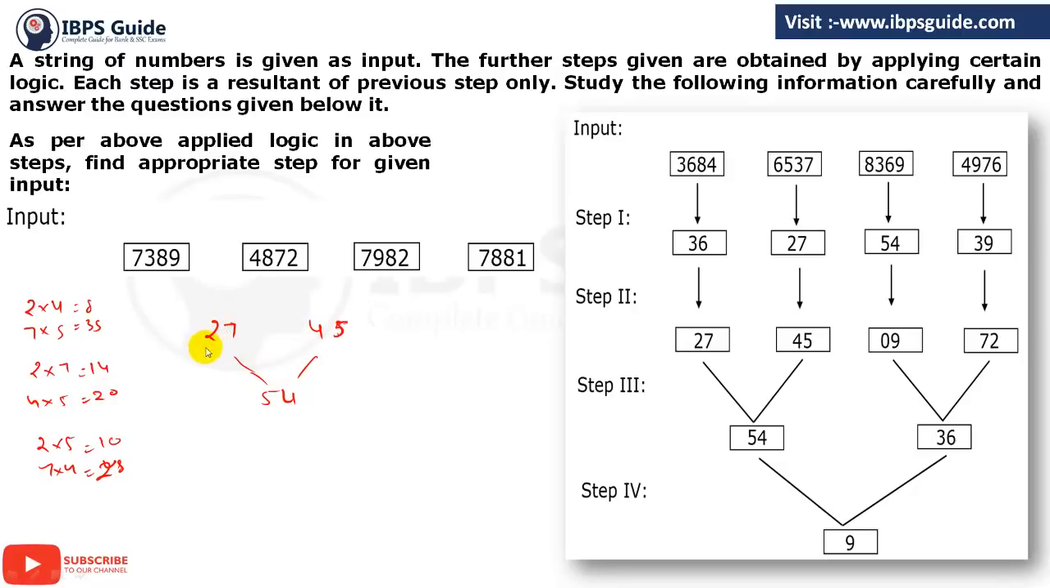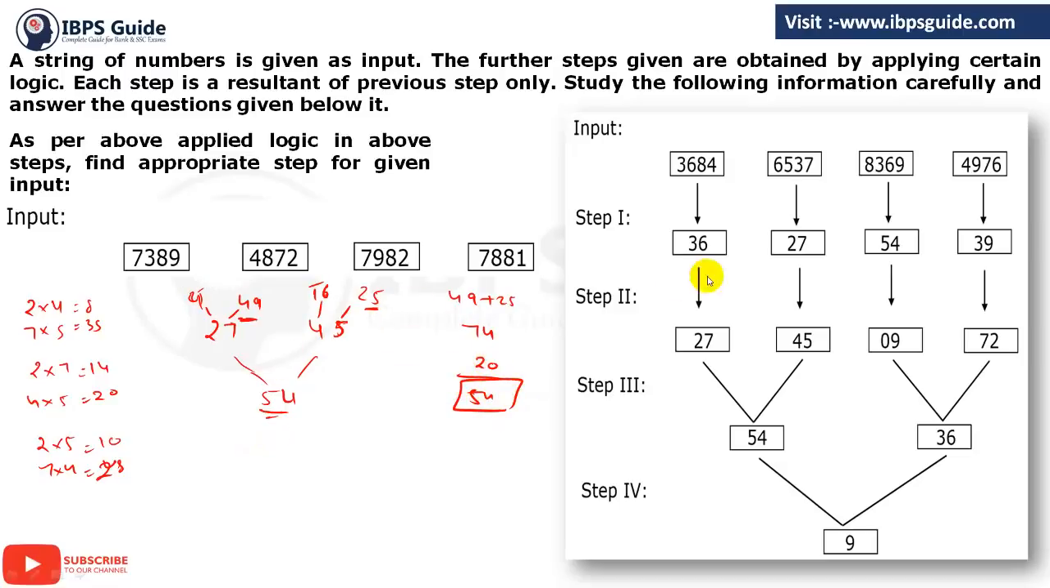So now let's move on to finding the squares. 2 square is 4, 7 square is 49, 4 square is 16 and 5 square is 25. From these you have to make something so that you can get 54. Now see, 49 plus 25, what are you getting? 74. And 4 plus 16, you are getting 20. And 74 minus 20, what are you getting?